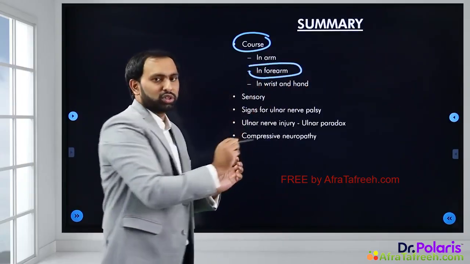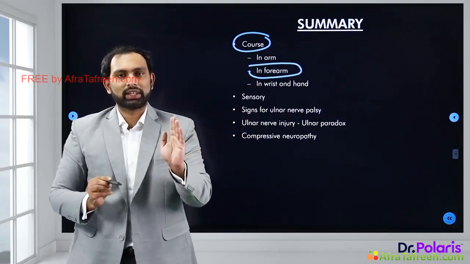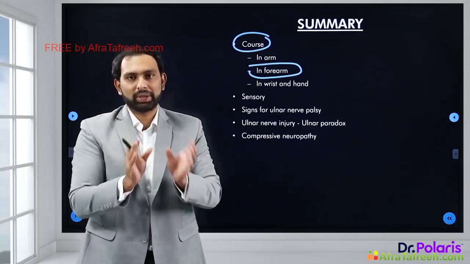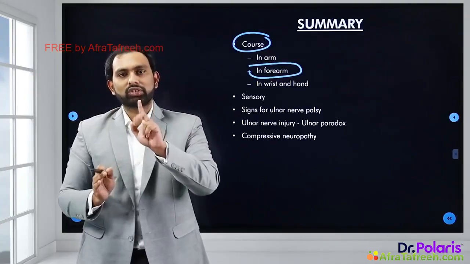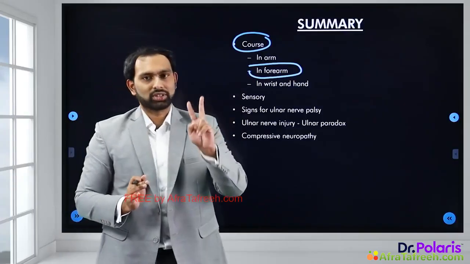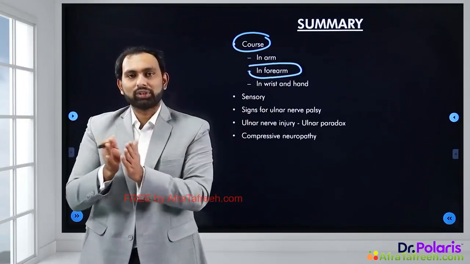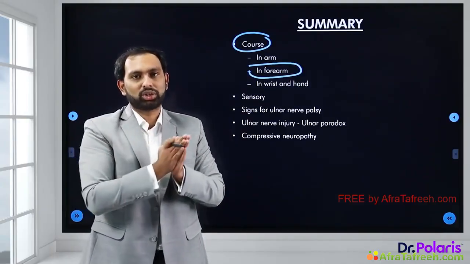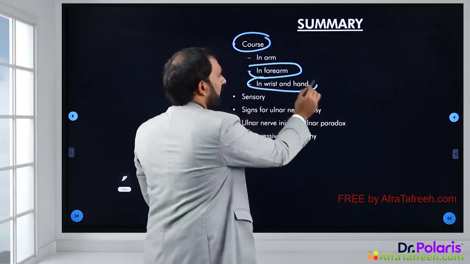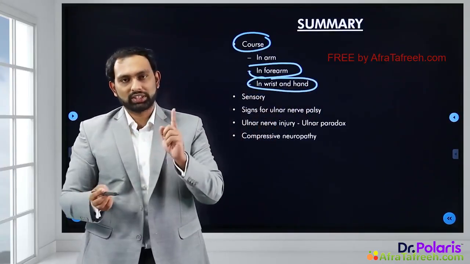Before it comes into the forearm, it goes through the cubital tunnel. After it passes the cubital tunnel in the forearm, it goes between the two heads of the flexor carpi ulnaris, and that is when it gives out its first two motor branches. In the forearm, it gives out two branches: one is the flexor carpi ulnaris, and second is the medial half of the flexor digitorum profundus. After this, it goes near the wrist and the hand region. Before it goes into the wrist, it gives out the dorsal cutaneous branch.